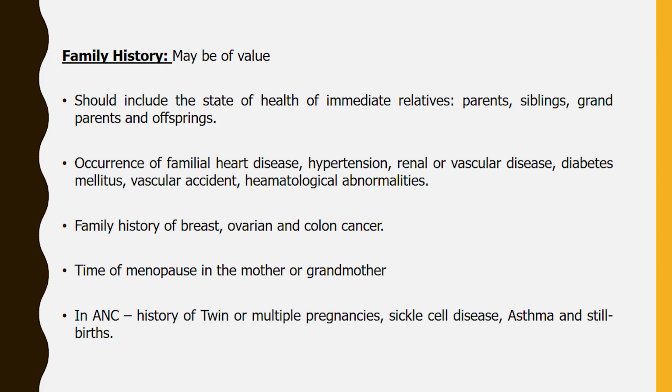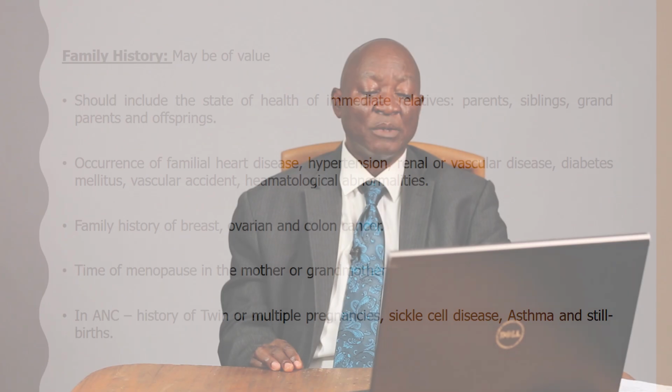So we need to know if there's a family history of diabetes, a family history of hypertension, sickle cell anemia, or bleeding disorders. These are very important and they should be documented. Again, it's also important to know the family history of breast cancers, ovarian cancers, and colonic cancers.